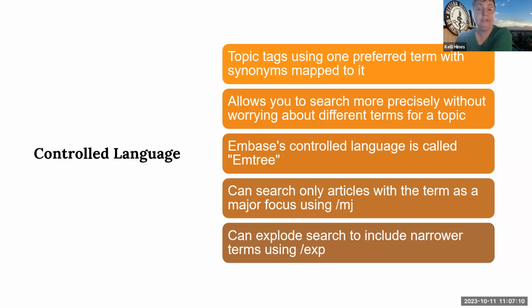So EMBASE's controlled language is called Emtree, and you can search articles with the term as a major focus using /MJ, and you can explode the search to include narrower terms in the search tree using /EXP, which stands for explosion, which sounds much cooler than it is, I guess. It is actually pretty cool though, because it basically lets you search below it on the concept tree. And when I do the demo, you'll get a little bit more of a feel for what I mean by that.